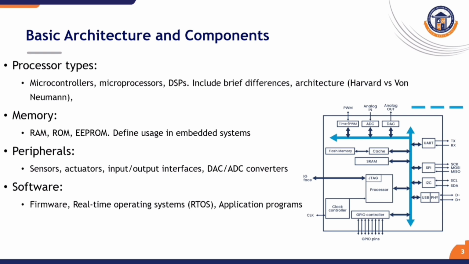The next one is software. Software is firmware, low level control software. Generally, the RTOS, real time operating system, is used for task scheduling, and application programs perform user defined functions. So these are the different basic components that are commonly built into an embedded system.